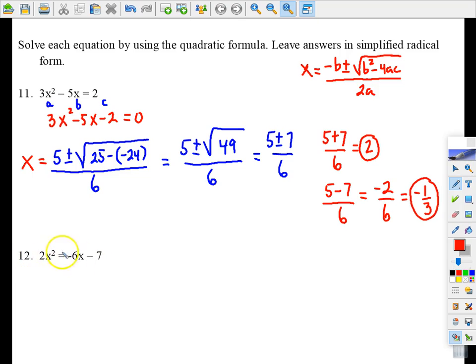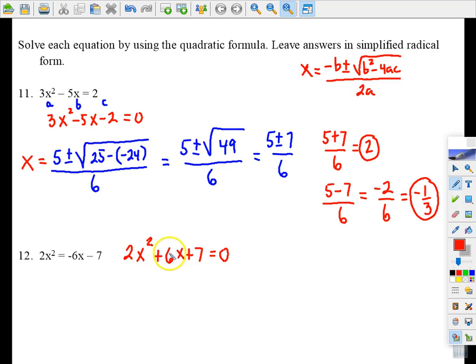Okay, let's work on number 12. And the same idea here. It doesn't equal 0. It's not in standard form. So I'm just going to add 6x to both sides, and then I'm going to add 7 to both sides, and this is the result. 2x squared plus 6x plus 7, and now it equals 0. And now I'm ready to begin using the quadratic formula.